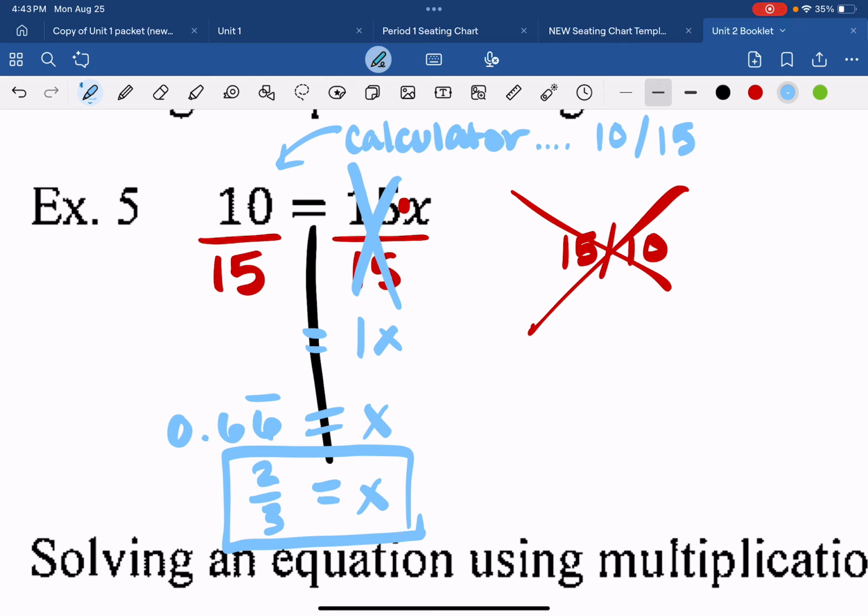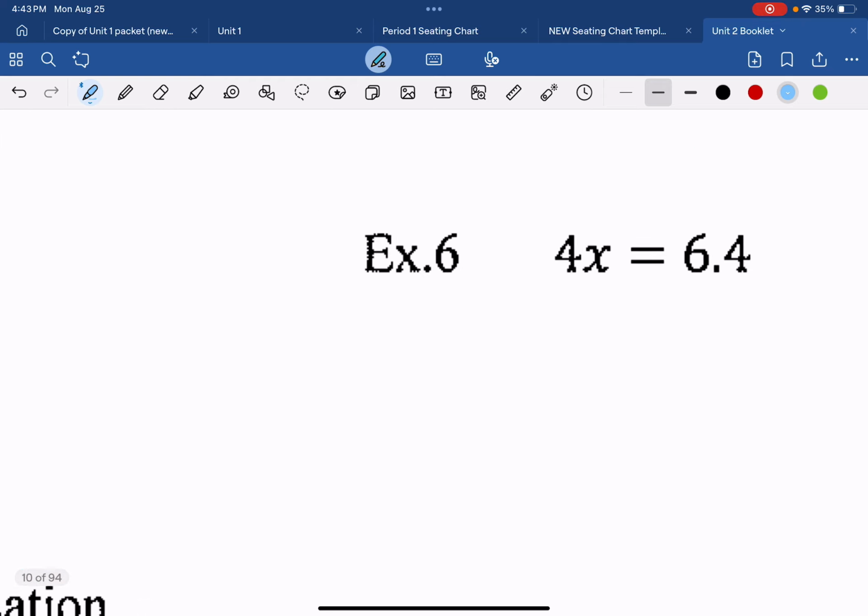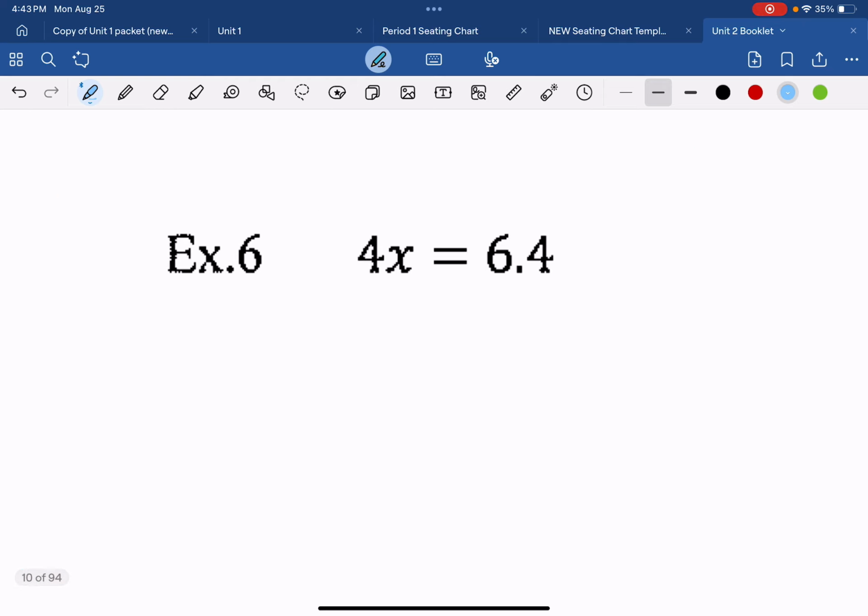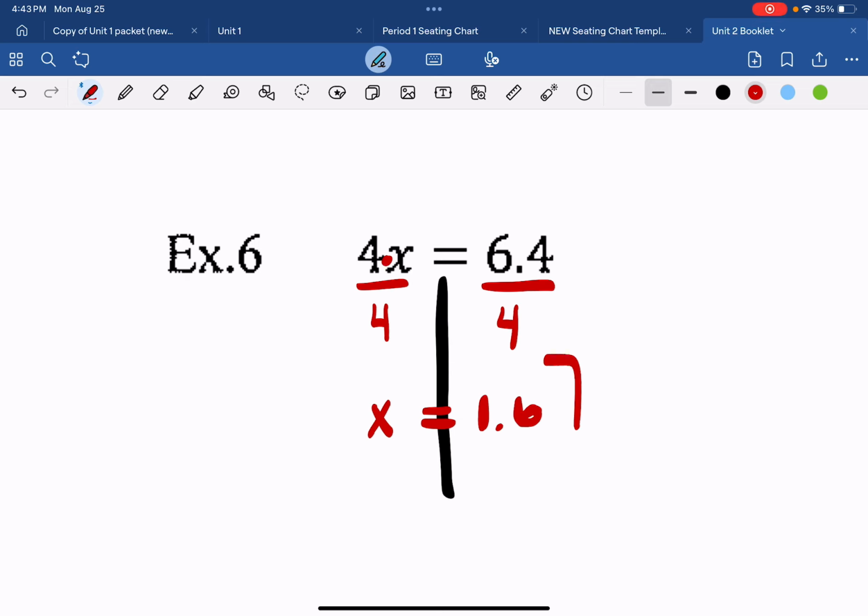All right, try number 6. Okay, for number 6, I draw my mirror line. I have 4 times x. So my goal here is going to be to divide both sides by 4. So I have x equals 6.4 divided by 4 gives me 1.6.